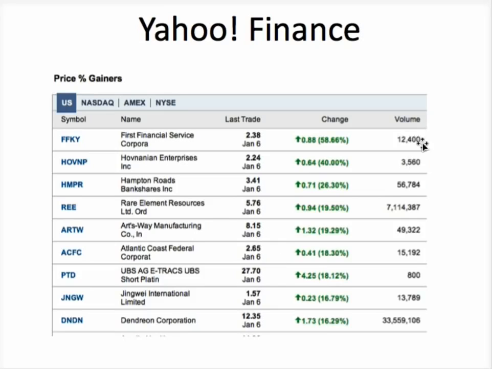Only 12,000 shares traded that day. That's not enough for me. This is liquidity. 7 million shares traded on the day and 33 million shares traded on the day for this one. So this is what I look for.